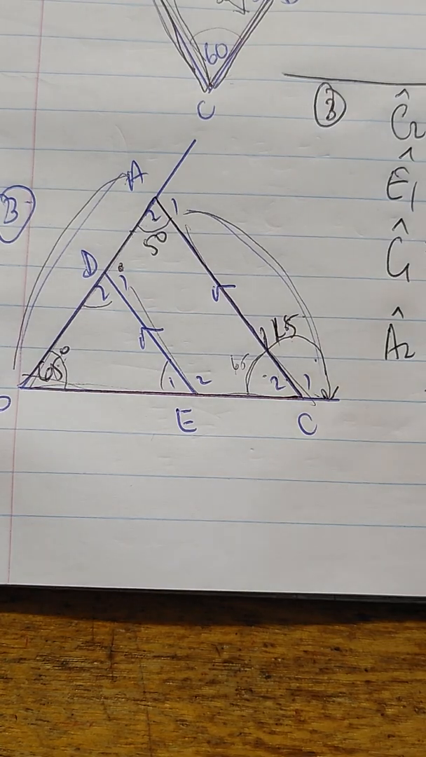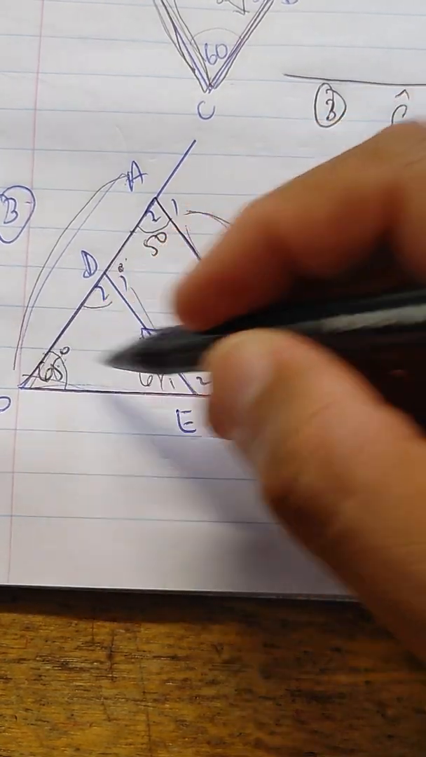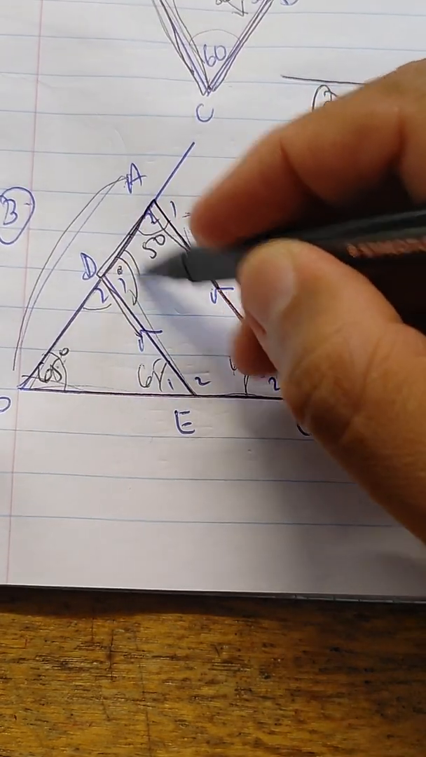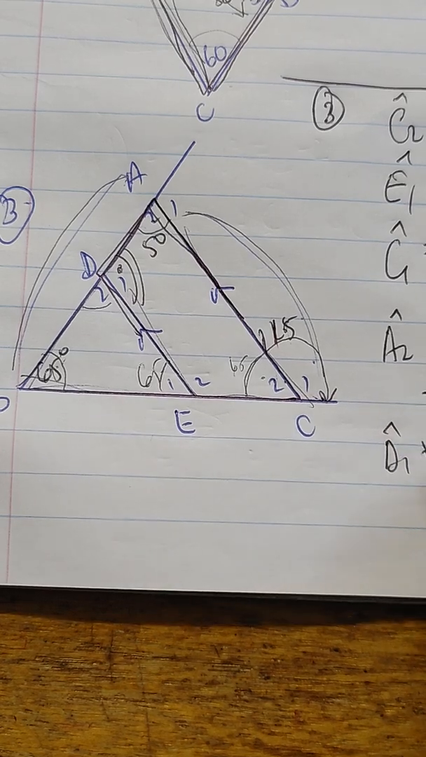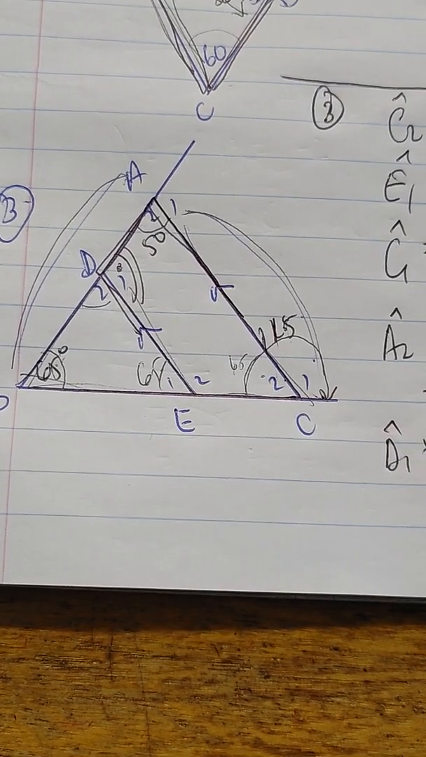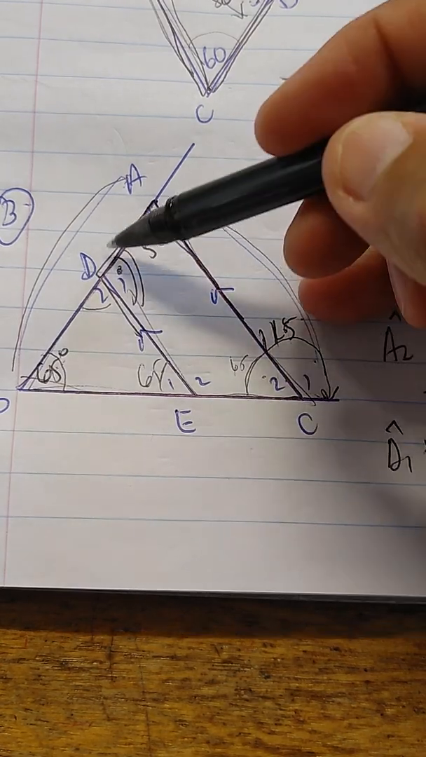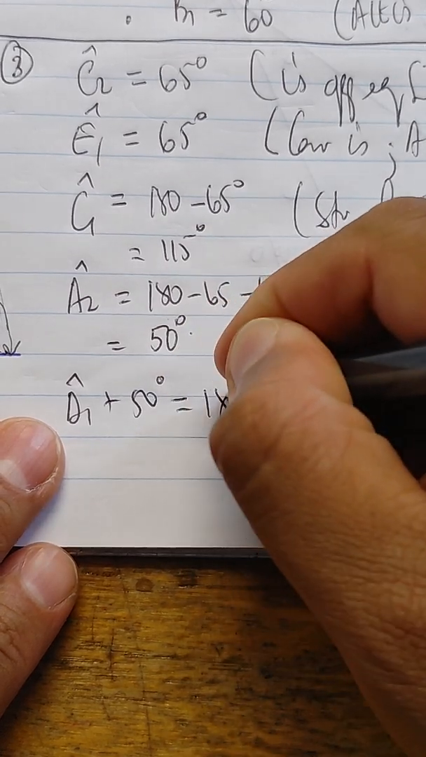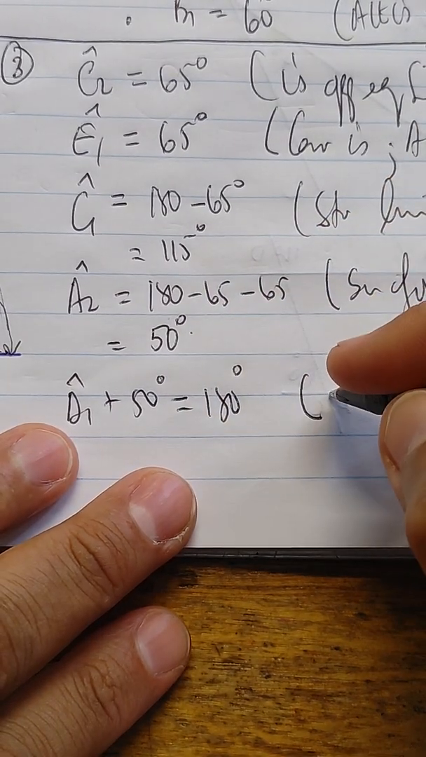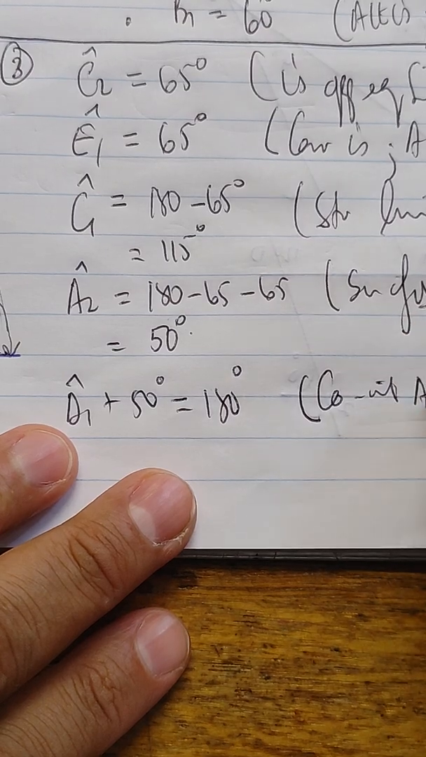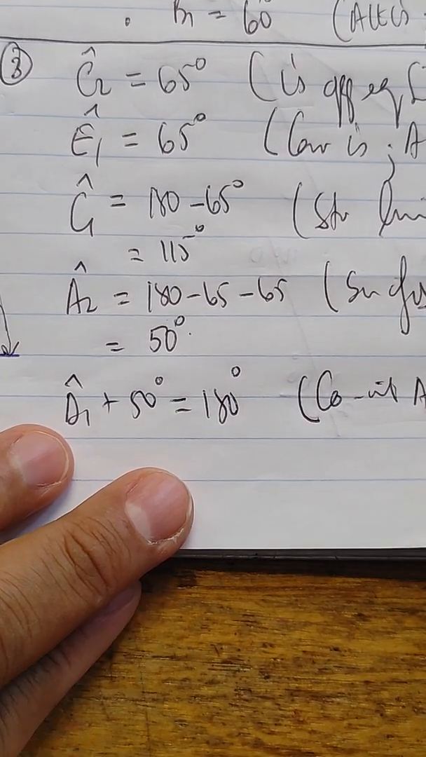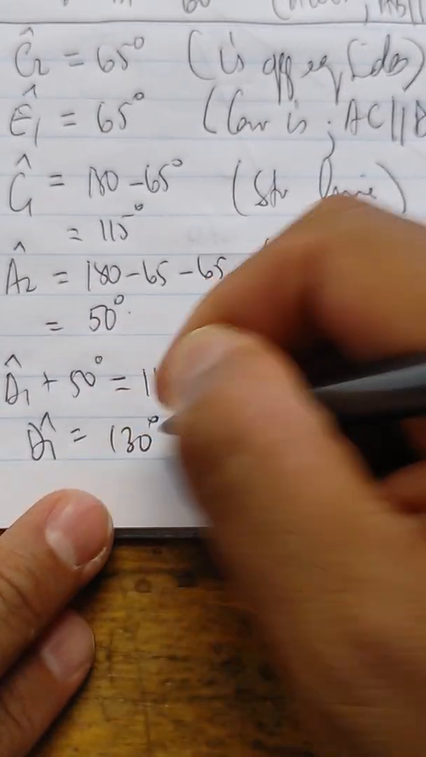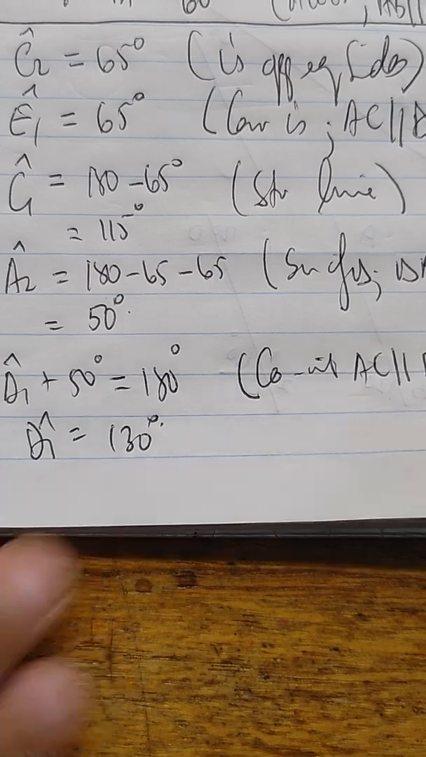Remember, E1 I've calculated already to be 65 degrees. Again, exterior angle is equal to sum of the interior opposite, or I can go with the fact that that is co-interior. So D1 plus 50 degrees equals 180. Co-interior angles with AC being parallel to DE. So angle D1 is equal to 130 degrees.